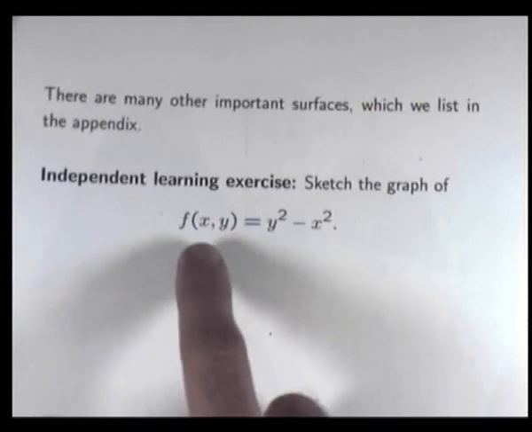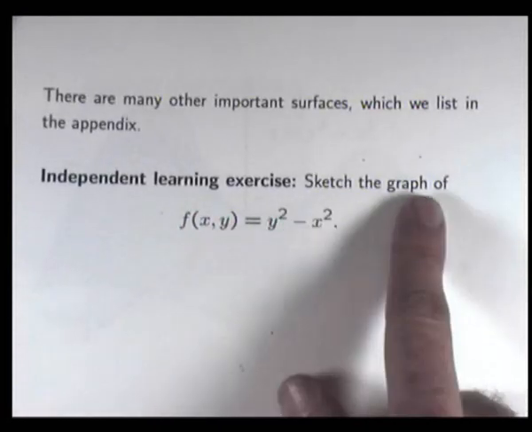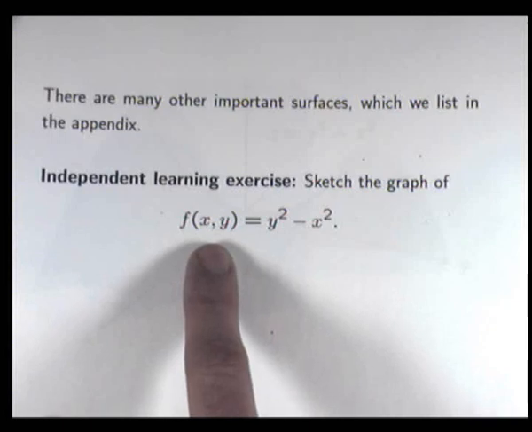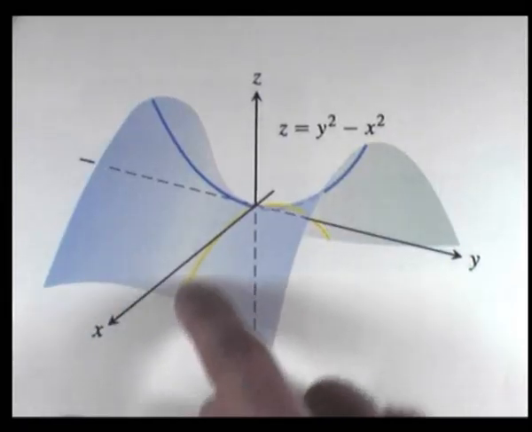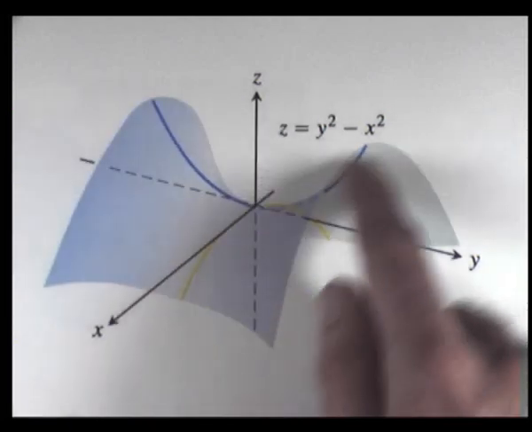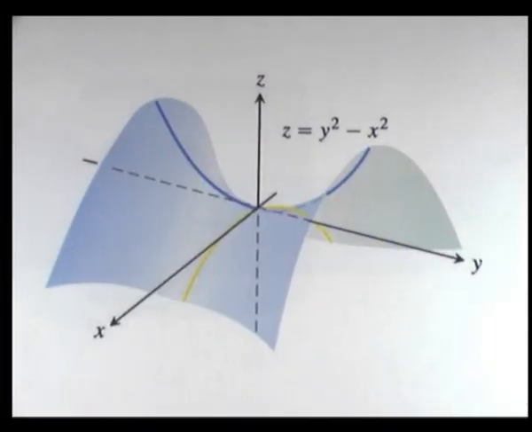Now, there are a lot of other surfaces, such as ellipsoids and lots of others. But here's an independent learning exercise for you. You should try this to see if you can get a feel for what I've discussed today. A function is defined in the following way. They want to sketch the graph of this function. To give you a little hint, what you should come up with is something like this. Note, this particular picture has a section here, and all you really need to do is work out the level curves.